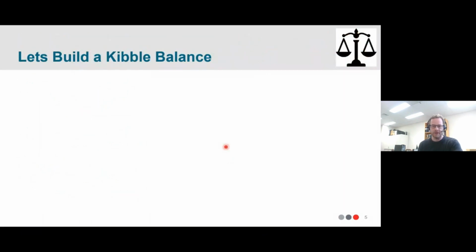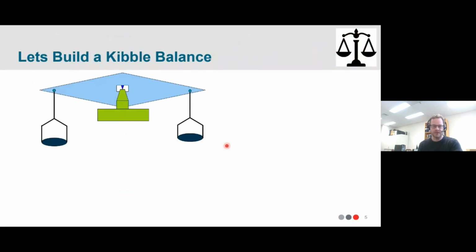I'll build a Kibble balance here so you understand conceptually what it is. Here we just begin with a simple equal arm balance with a pivot in the middle and weights on either side, just like the scales of justice or any kind of old-time scale. Then on one side, we add a coil that we can run a current through, and on that coil we put what we call a retroreflector, but it more or less acts like a mirror.